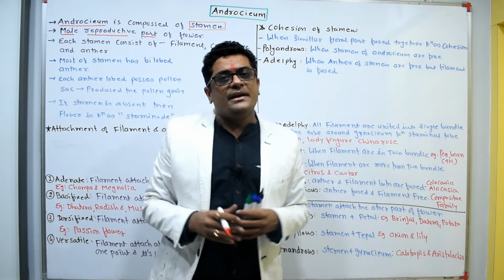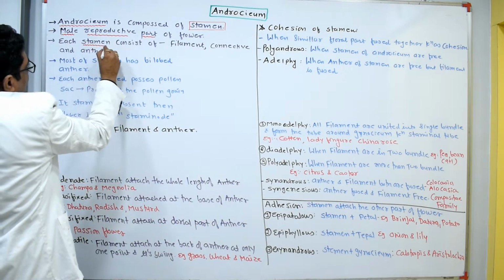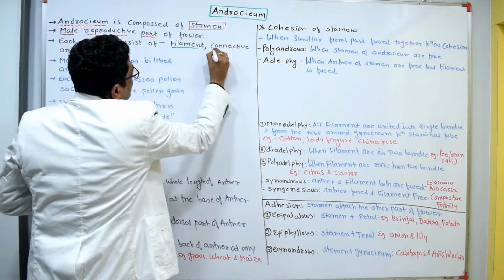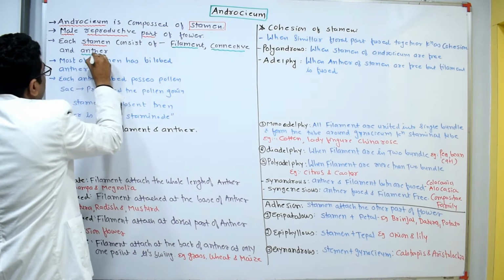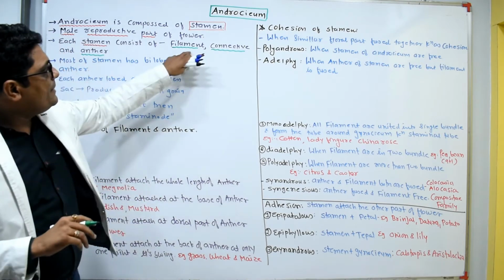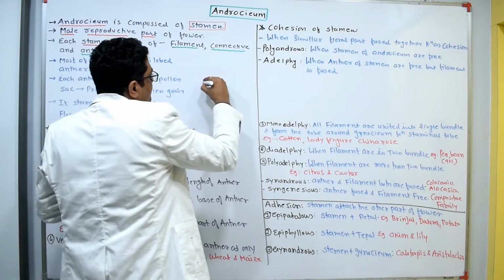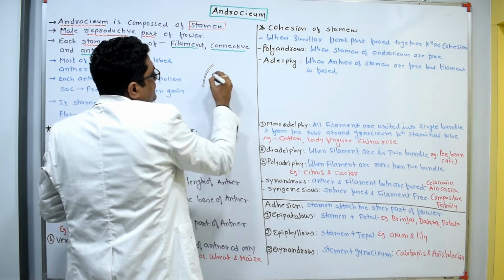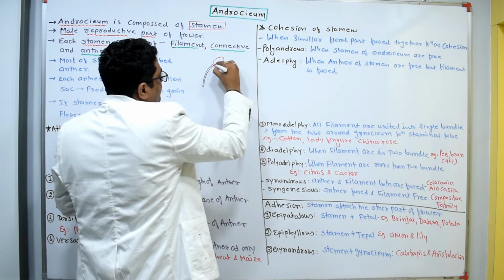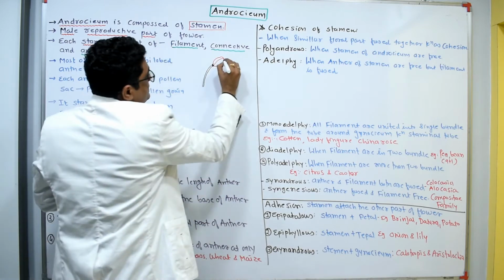Now look here. This is the filament. Here is the anther, and the joining part is known as the connective. So this is the anther, the second one is the connective, and this one is the filament. So each stamen, this is one stamen, consists of the anther, filament and connective.